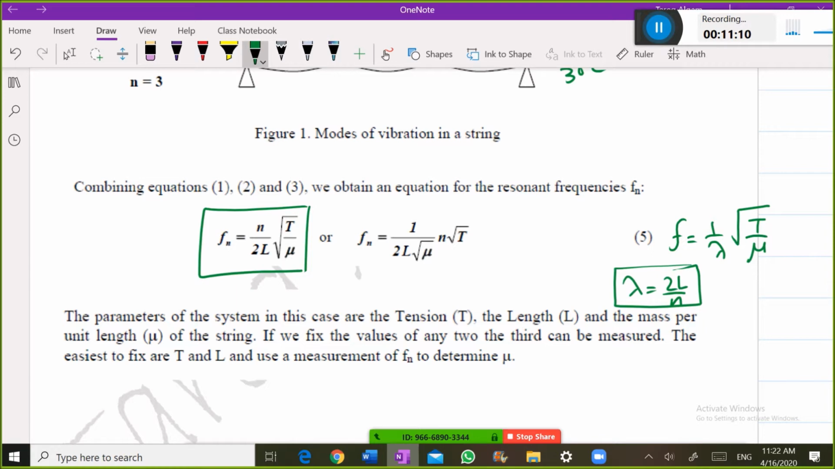In this way, I can predict or find the frequency of any harmonic. It depends on length, tension, and mass. The frequency of any harmonic depends on these three factors.